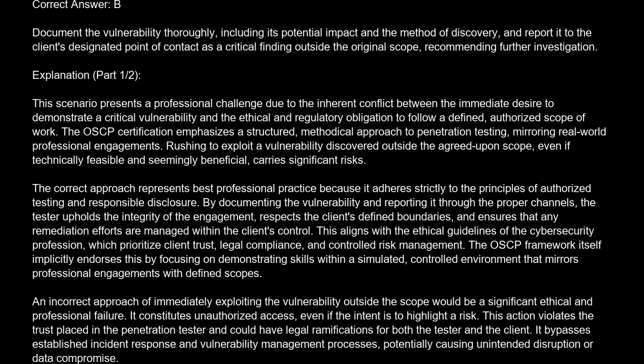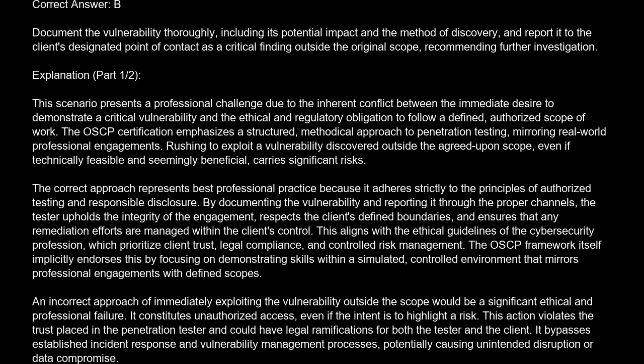The correct approach represents best professional practice because it adheres strictly to the principles of authorized testing and responsible disclosure. By documenting the vulnerability and reporting it through the proper channels, the tester upholds the integrity of the engagement, respects the client's defined boundaries, and ensures that any remediation efforts are managed within the client's control. This aligns with the ethical guidelines of the cybersecurity profession, which prioritize client trust, legal compliance, and controlled risk management.